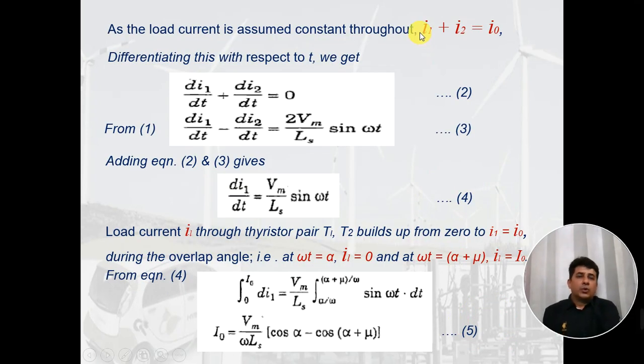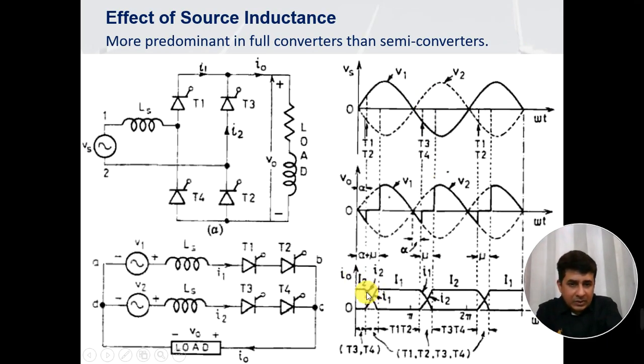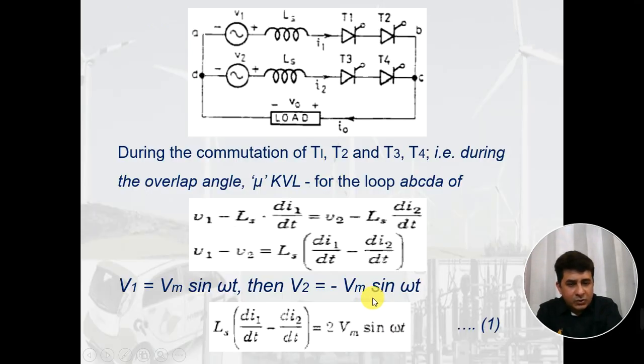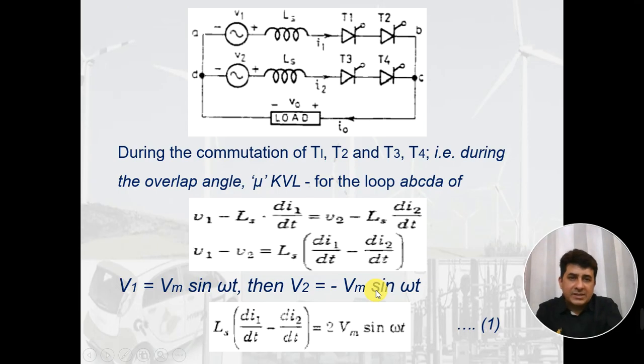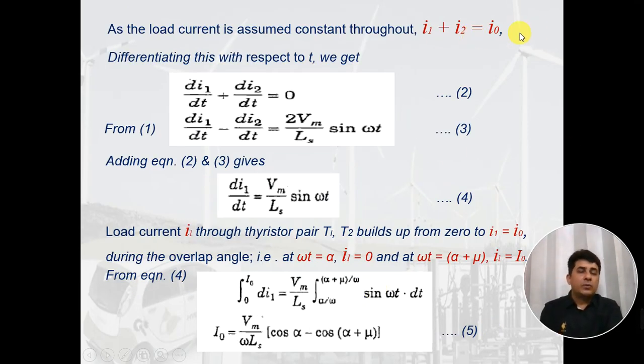Now we also know, we have assumed that the load current I0 is constant. If we assume this current I0 as constant, that means during this overlap period, I1 and I2 will be equal to I0. So whatever time during this duration, if you see this complete duration, current I1 and I2 will be equal to I0, because at the rate at which this is falling, at a similar rate this is increasing. So that is why we can say that I1 plus I2 is equal to I0.